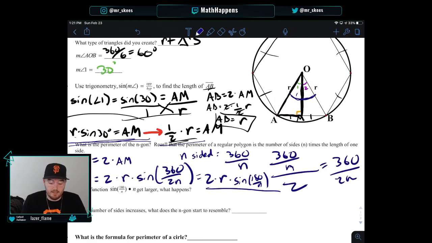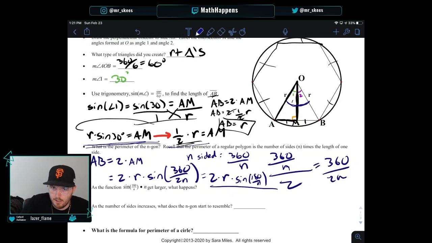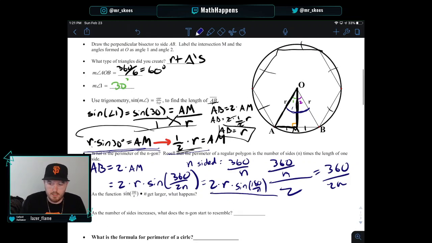Are you okay with that? I know I might have lost you a little bit there. But think about what we did for that one. We took the 60 and divided by 2, which gave us angle 1. And hopefully you're all right with the whole sine thing, opposite over hypotenuse. Well, we no longer have 60. We have 360 divided by n. Is it 10 sides? 100 sides? 1,000 sides? You just divide by the number of sides, and that gives you the whole angle. But then we had to divide it in half because of the bisector, so we get 360 over 2n.